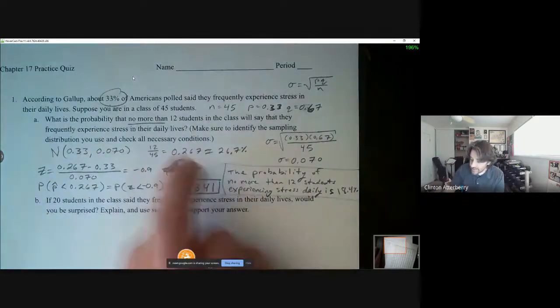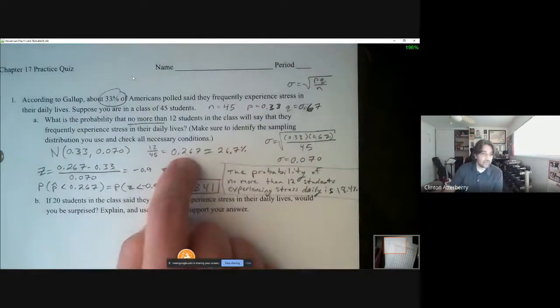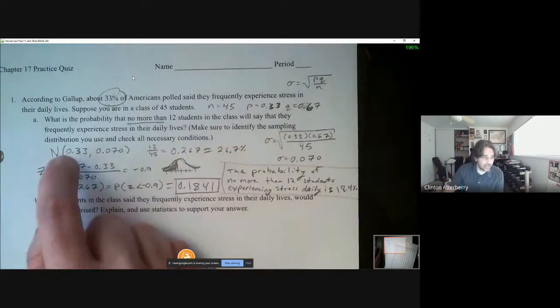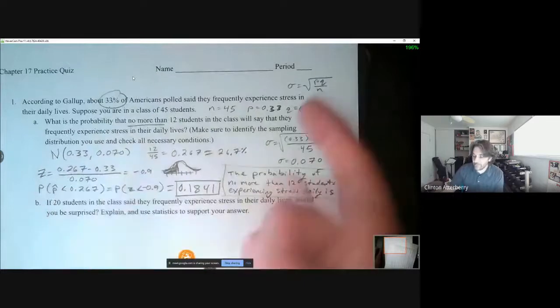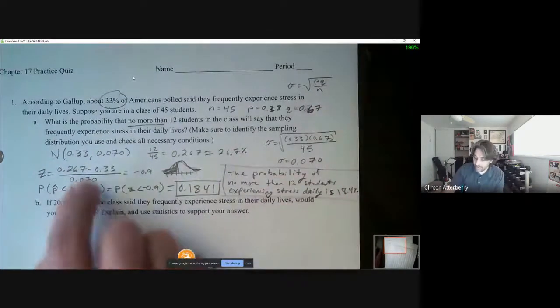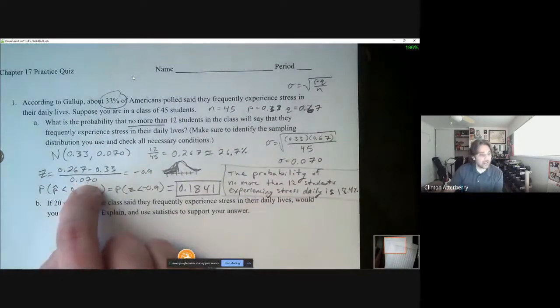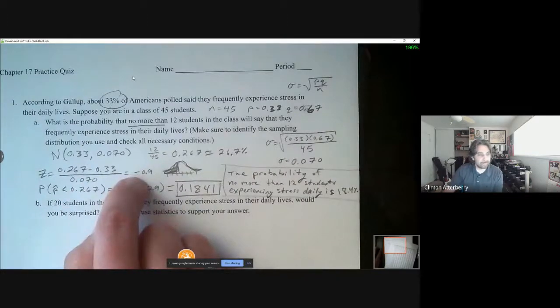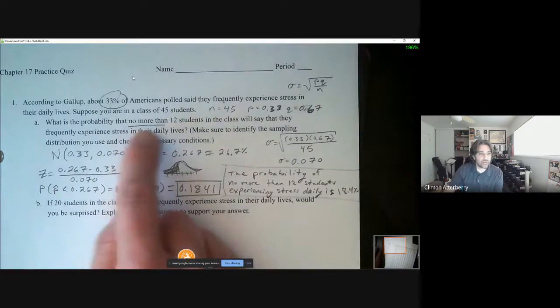Anyways, we plug in that number, 0.267, take away the p-value of 0.33, divide that by the standard deviation we found up here, 0.070, and we got a number, negative 0.9. Now, thinking about it, it's talking about this whole no more than 12 students.